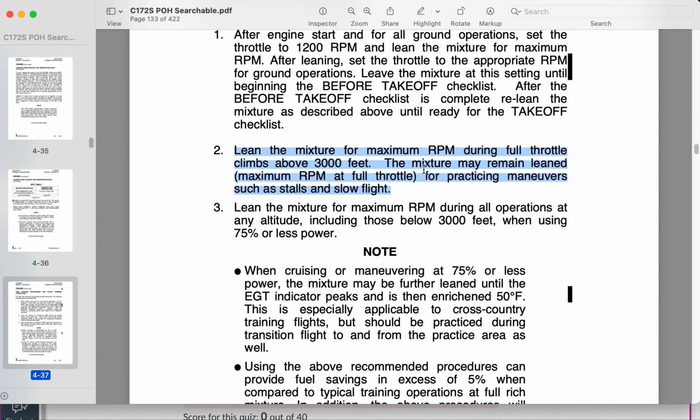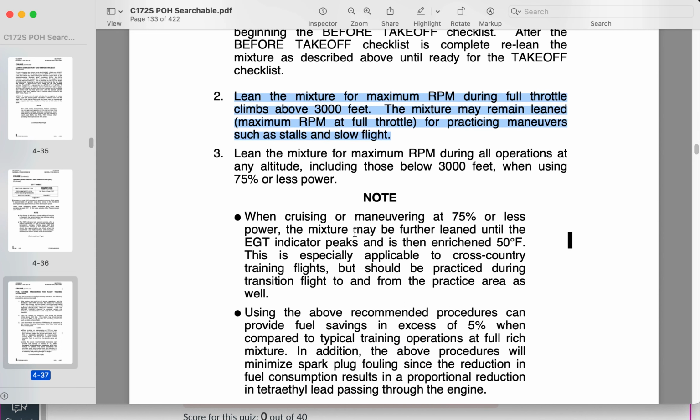lean the mixture for maximum RPM during full throttle climbs above 3000. And then, something many of your flight instructors are teaching you wrong, they tell you to lean the mixture for max RPM during all operations at any altitude, including those below 3,000 feet, if you're using 75% or less power. In other words, if you're cruising and you can't cruise with more than 75% power, you should be leaned. Doesn't matter what altitude you're at.